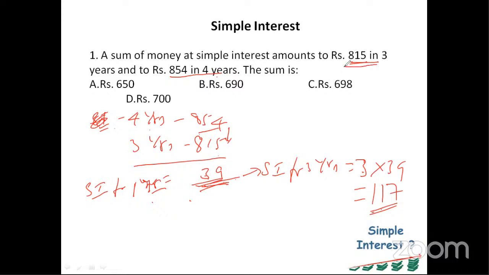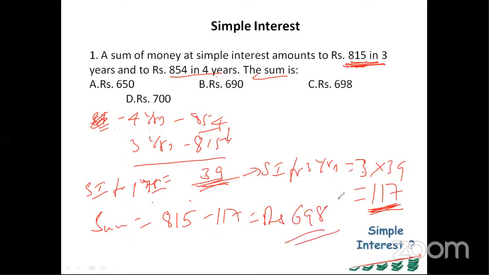If you observe, for 3 years our amount became 815, and the simple interest is 117, which means the principal sum will be the total amount including the simple interest minus the simple interest. So the sum is equal to the total amount in 3 years, 815, minus the simple interest 117, which is rupees 698. So rupees 698 is the right answer here.